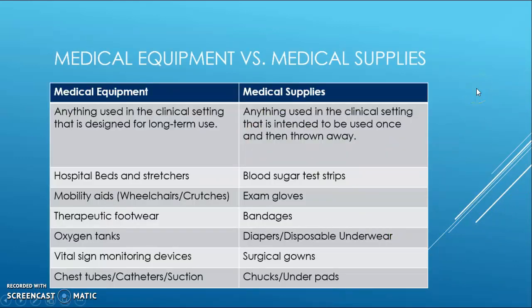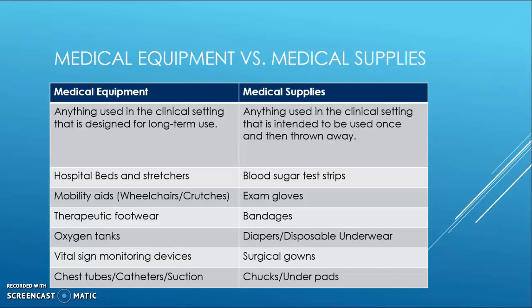So a commonly asked question is, what is considered medical equipment and what is just medical supplies? So our little chart here: medical equipment is anything used in the clinical setting that is designed for long-term use. Where medical supplies are anything used in the clinical setting that is just intended to be used once, and then you throw it away.